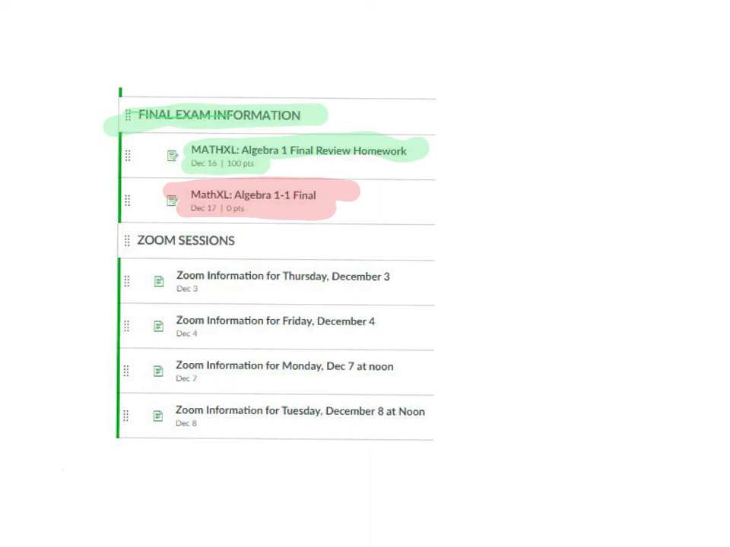If we look at Zoom sessions, my goal is to have a Zoom session every day at noon, except for the test day. So you'll notice that we've got one December 3rd, December 4th, then it's the weekend, and then Monday, December 7th, then Tuesday, December 8th. Wednesday, December 9th is the test day. I don't Zoom on the test day because you're taking the test that day and we're not supposed to be asking questions on that day. So make sure that you plan your time accordingly. You get those questions answered ahead of time.